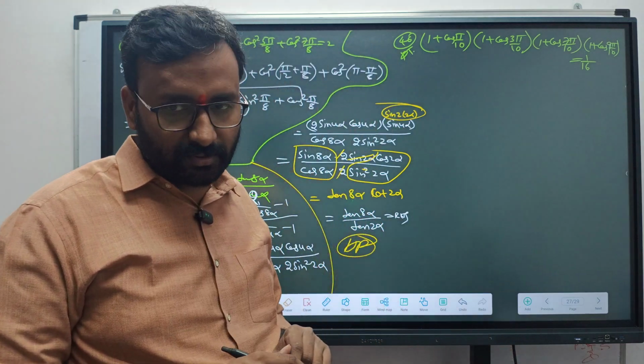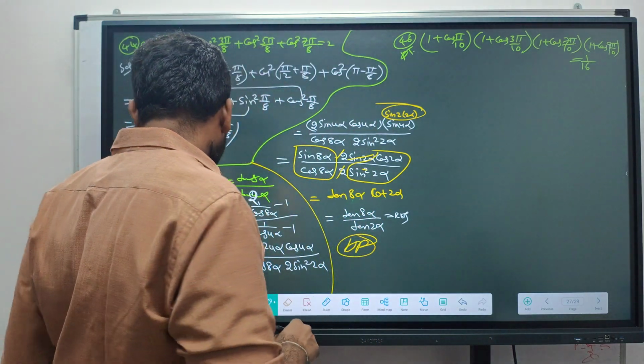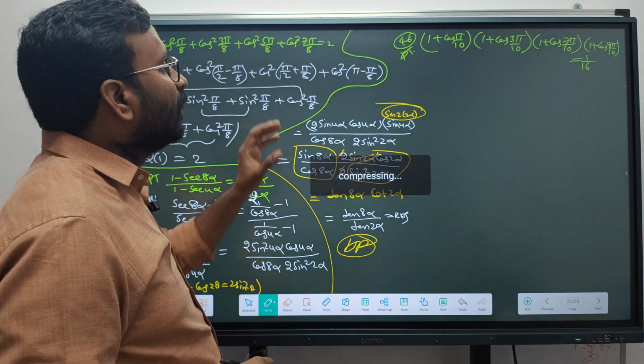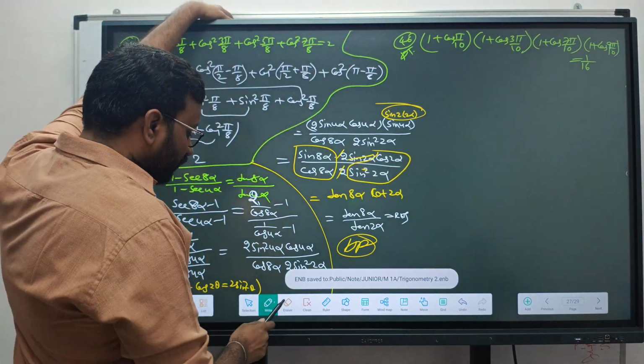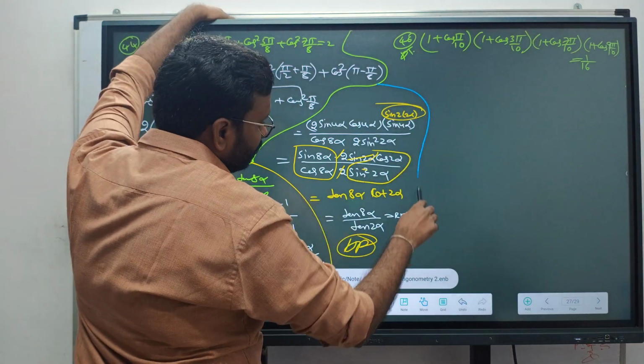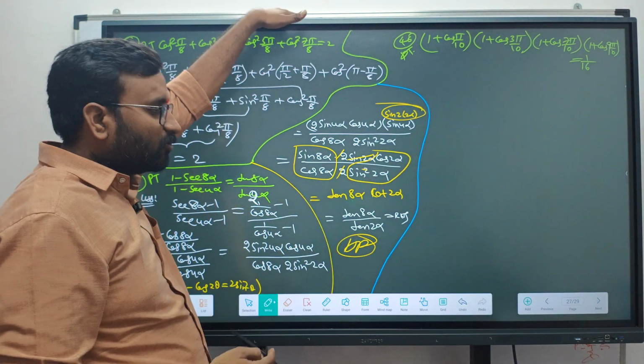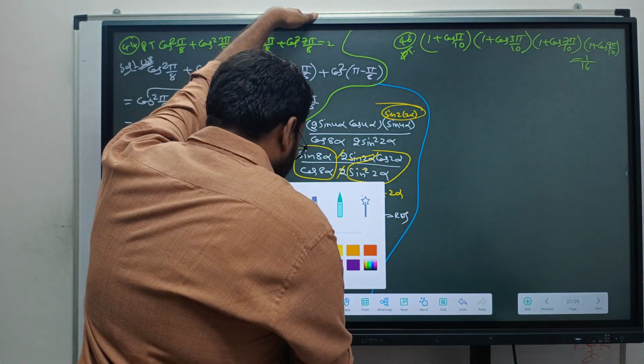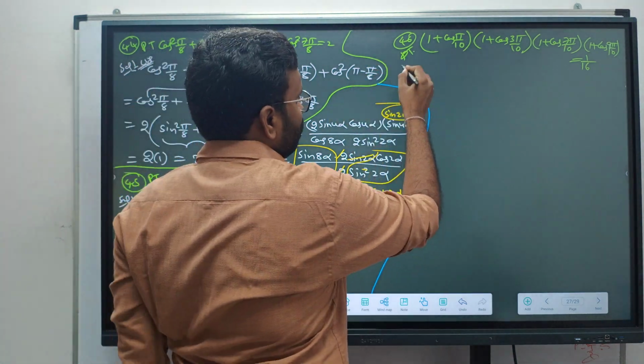You will get something like this in trigonometry. Understand? Now come to the next question. What is the question? Prove that (1 + cos π/10)(1 + cos 3π/10)(1 + cos 7π/10)(1 + cos 9π/10) is equal to the given value.